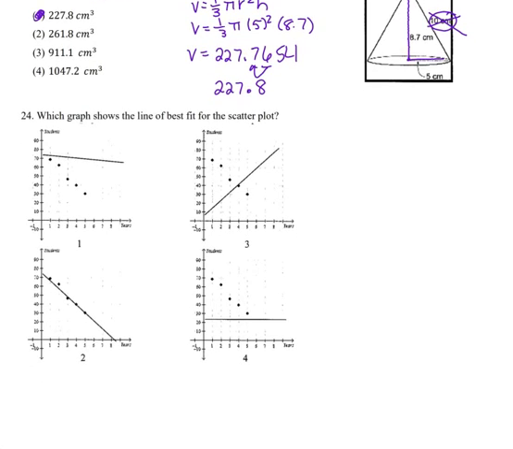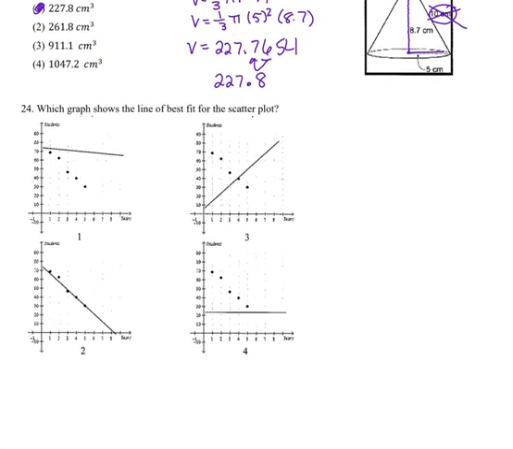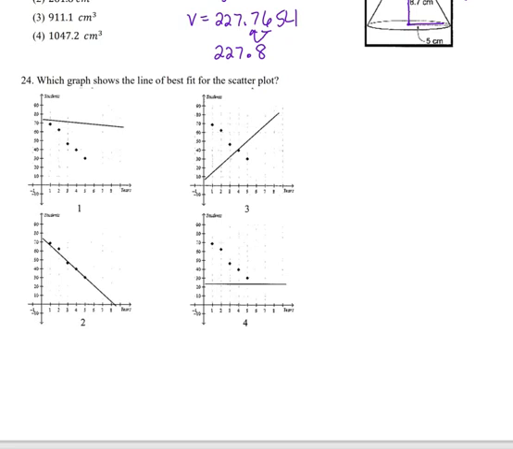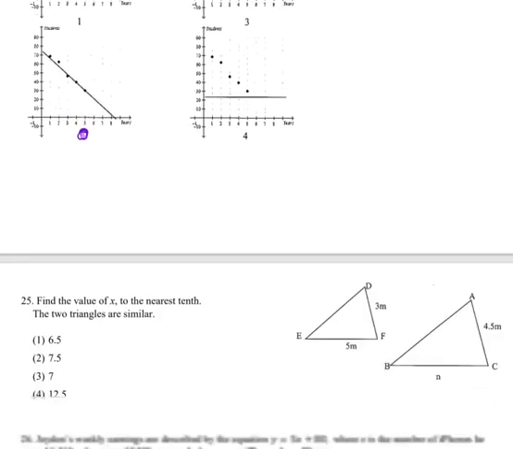For 24, it says, which graph shows the line of best fit for the scatter plot? So the best line of fit is the line that goes through the middle of the dots. So choice 2 would be the best linear fit.